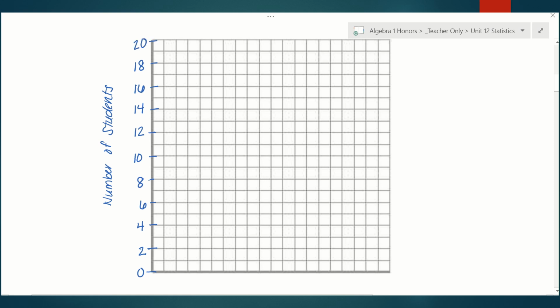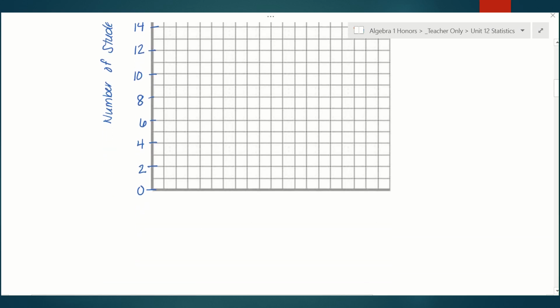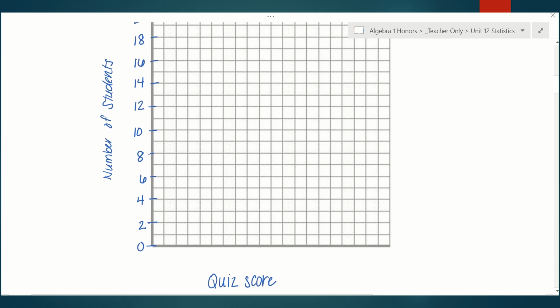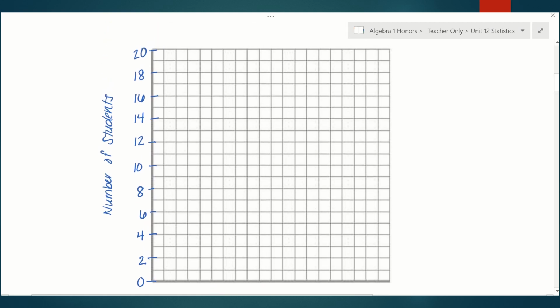Okay, so now we're going to plot our intervals, which I said are always going to go on the x-axis. And because our intervals represent the quiz scores, that's what I'm going to label this. Okay, now what's tricky here is that we started our y-axis at 0, and our quiz scores don't start at 0, okay, they start at 1.